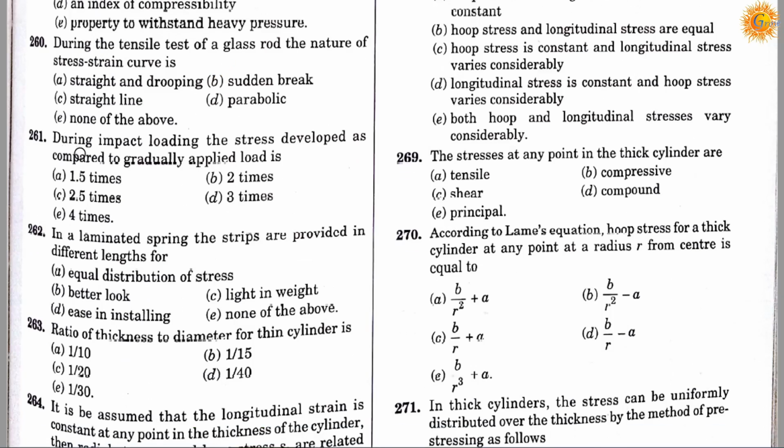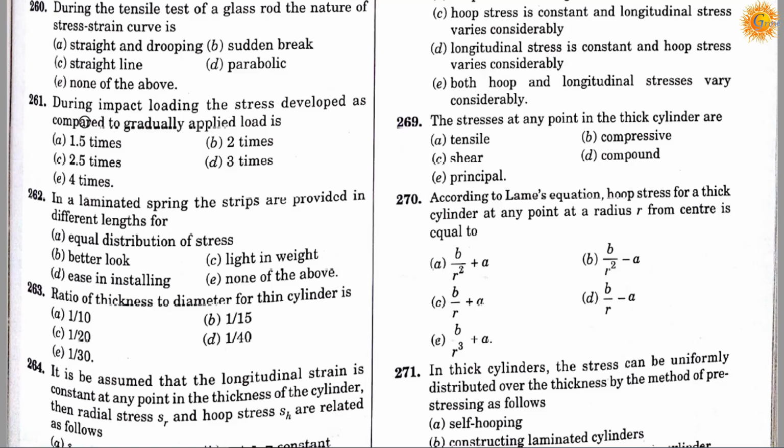Question number 261. During impact loading, the stress developed as compared to gradually applied load is: option A, 1.5 times; option B, 2 times; option C, 2.5 times; option D, 3 times; and option E, 4 times. So correct answer is B, it will be 2 times.